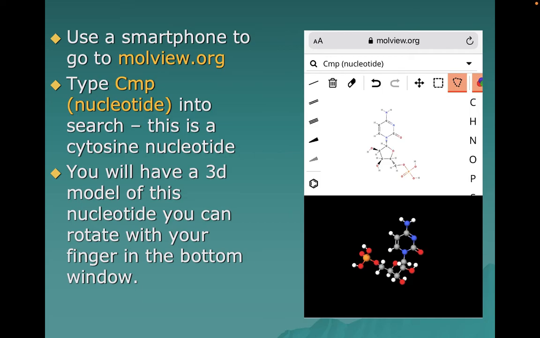If you'd like to have a go at a representation of a nucleotide, you can pause here and follow this set of instructions. Use your smartphone rather than your laptop to do it, because then you can use your finger to rotate your model of a cytosine nucleotide, which is quite a nice little thing to be able to do.